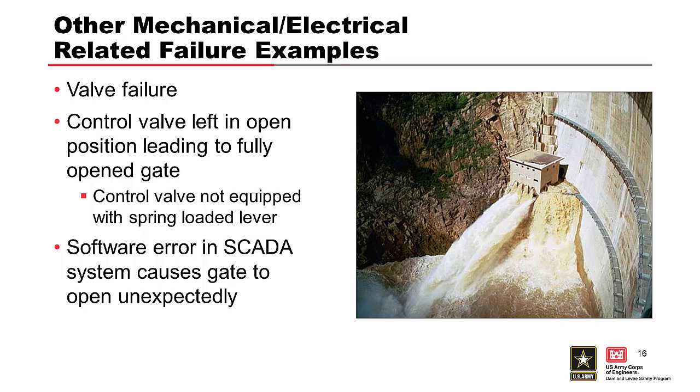A control valve can also be left in the open position by an inexperienced operator, leading to uncontrolled release. In addition, high tailwater conditions due to spillway releases may inundate a power plant where the emergency generator and other critical equipment are located. Loss of power and emergency backup power, as well as lightning strikes, can impact control systems during major storm events. And also, software error in a SCADA system can cause the gates to open unexpectedly.